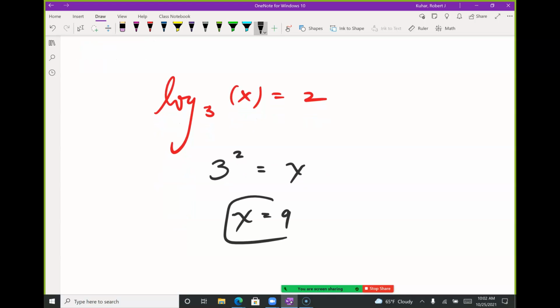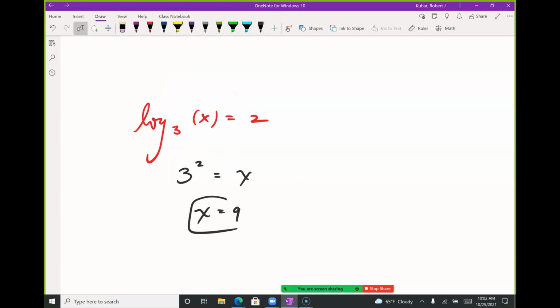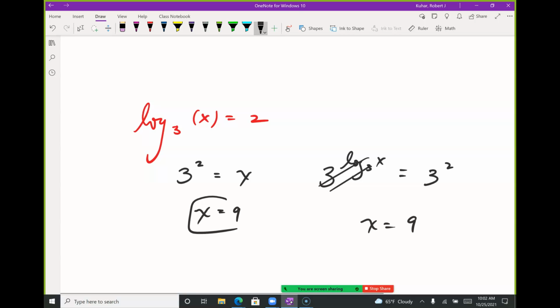Tough. Could I have done something else? Well, it's the same thing as raising both sides to base 3, right? 3 to the log base 3 of x equals 3 to the second power. Log base 3 and 3 cancel, so there it is, x equals 9. So either way is fine. There's lots of ways to do this. It's nice to get a little creative every now and then. To be able to be creative doesn't happen often.